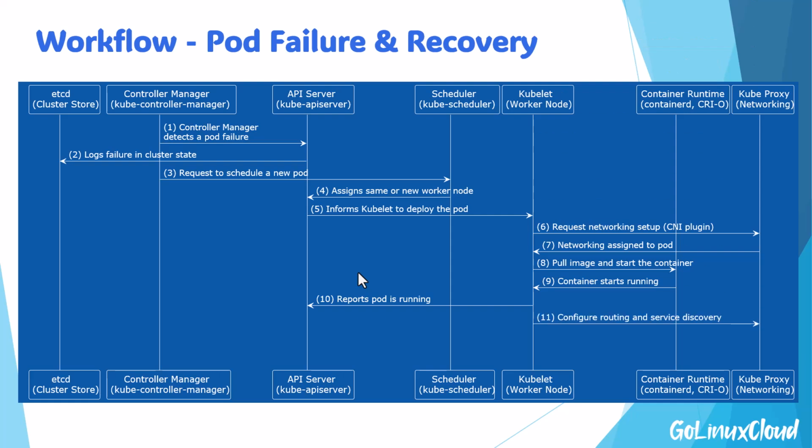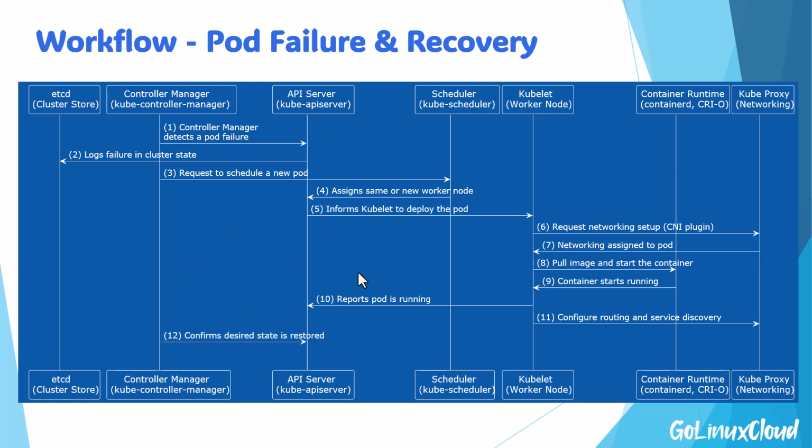After the pod reaches the running state, kube-proxy configures network routing and service discovery. Now, since this is a pod failure and recovery scenario, it is very much possible that there are other instances of the pod replicas which are already deployed, and maybe someone else is communicating with these pods with a Kubernetes service or any other kind of front end. So kube-proxy ensures that the traffic can reach the new pod and updates the service endpoints if necessary.